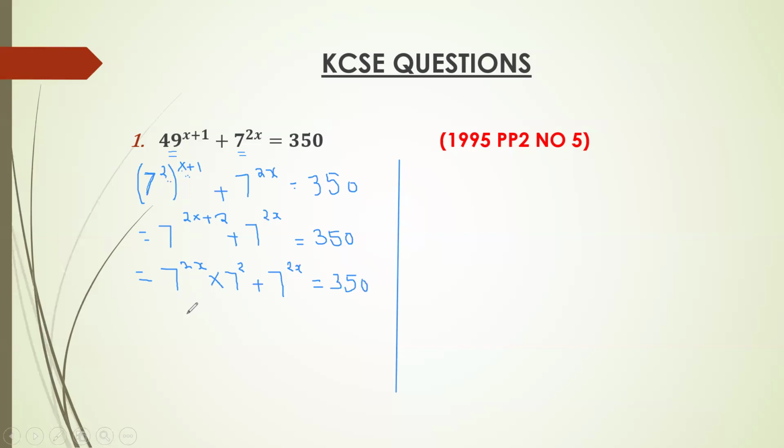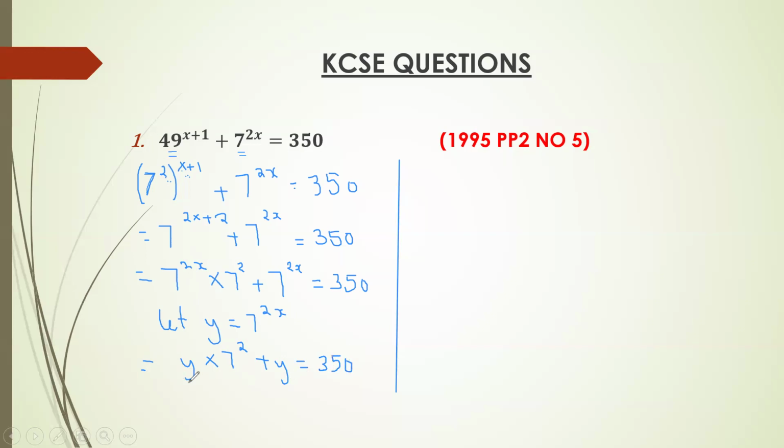Sawa. Haya, alafu next step tutasema let y, ama waweza tumia a, whichever letter you like. Let y equal to 7 power 2x. So pale ambapo utaona 7 power 2x utaweka y. So y times 7 power 2 plus y equal to 350.